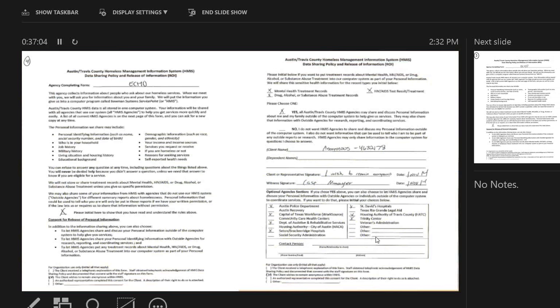If a client does choose to remain anonymous, this is how the form would be filled out. They can make all of the exact same decisions for the information they do give us, how they want that shared: either all of it, none of it, or only the answers they specifically choose.